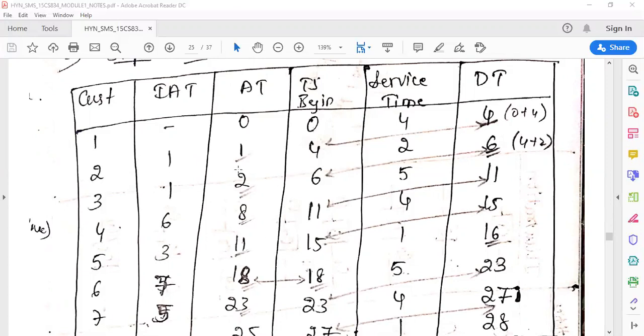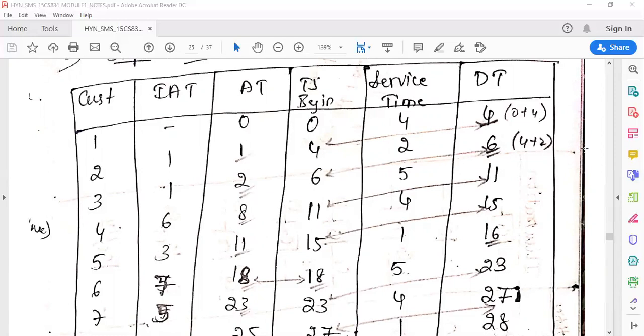What is the arrival time? Arrival time is 1, right? But when the server will be free, the server will be free at 4 only. So even though he comes at 1, he has to wait for 3 minutes. Here we are not taking any waiting time. Just directly take the departure time, whatever it is, because that is the time when the server will be free. So 4 plus 2, I will get 6.